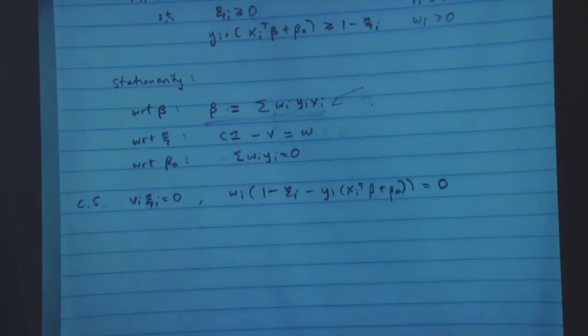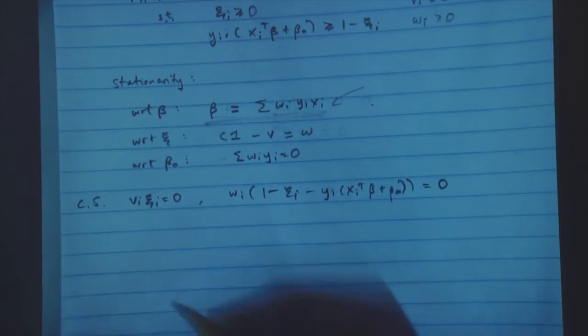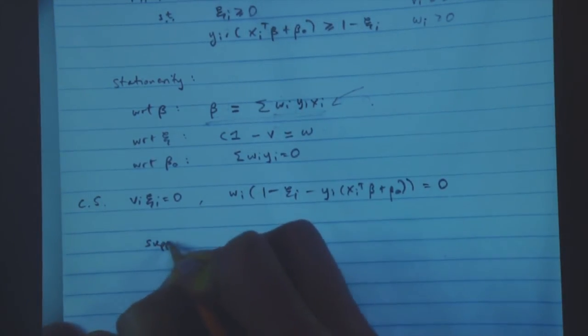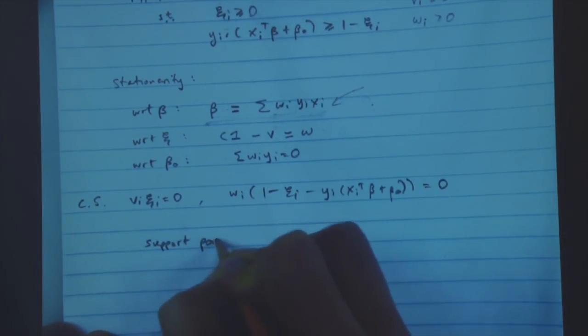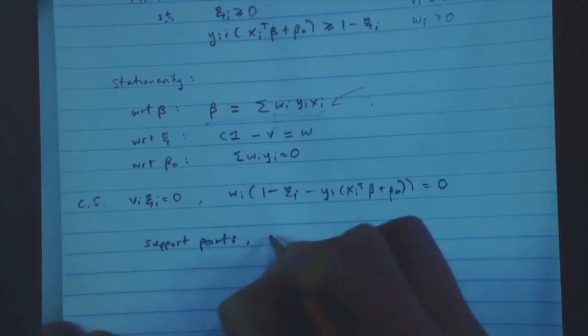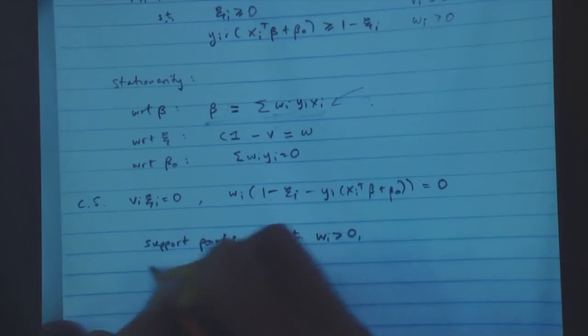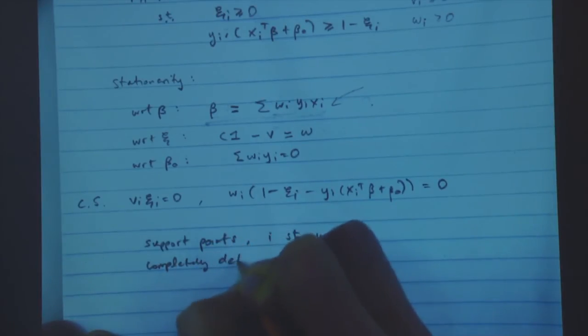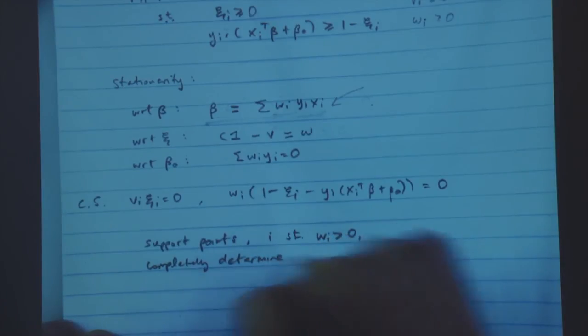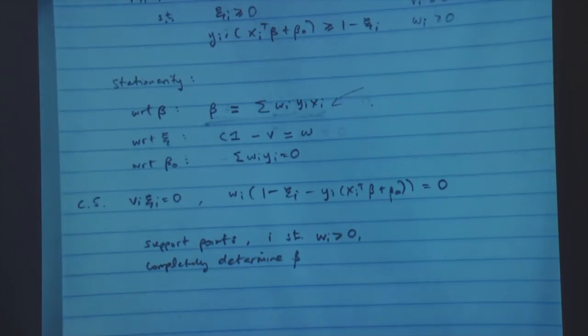So those are called non-support points. And the support points are the values of i for which w_i is bigger than 0. So the support points that we learned, these are i such that w_i is bigger than 0. These completely determine beta, the primal solution for the hyperplane.